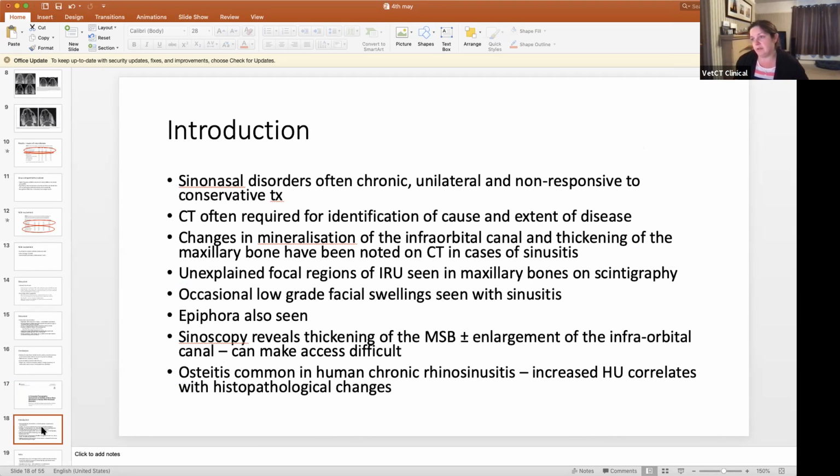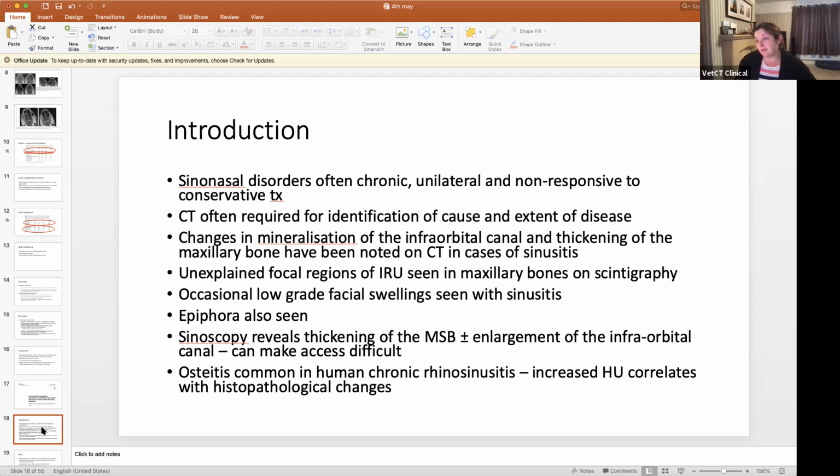Again, they talk about sinonasal disorders and CT being required for extent of disease. They talk about changes in mineralization of the infraorbital canal and thickening of the maxillary bone being noted on CT in cases of sinusitis. I have to say, I usually comment on the mineralization of the infraorbital canal, shrug my shoulders and say, meh, we see it a lot.